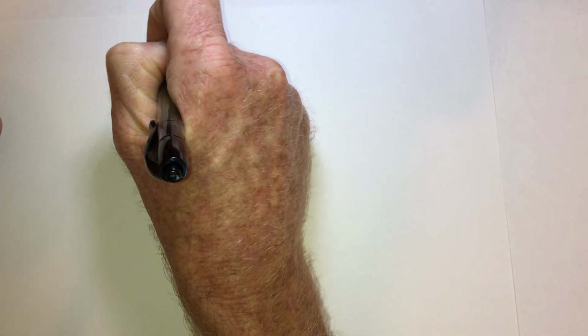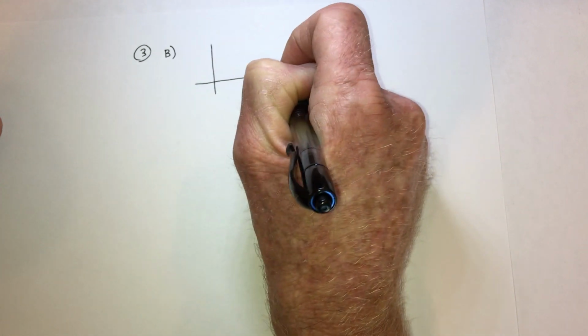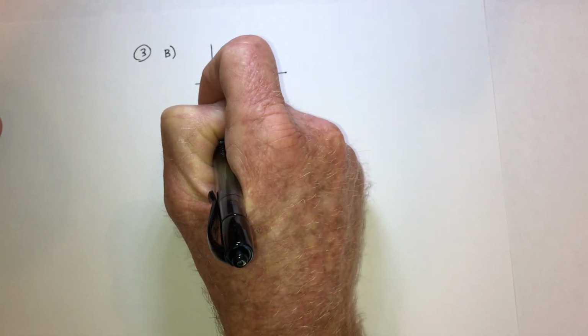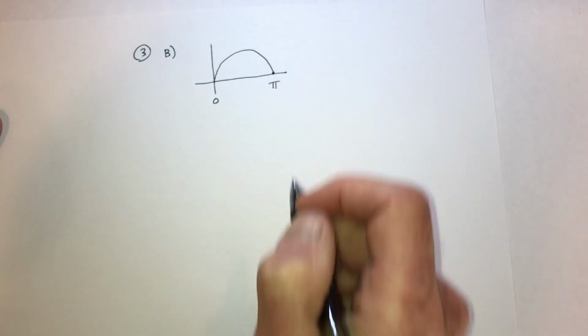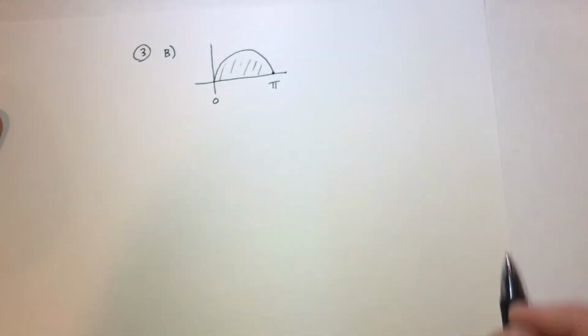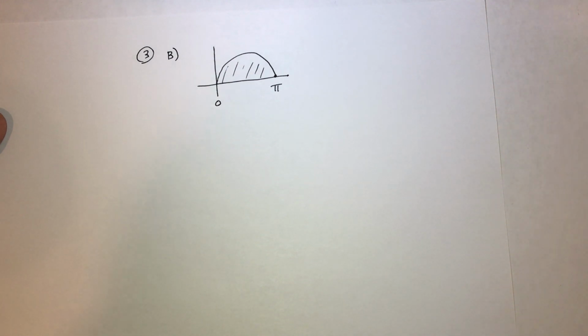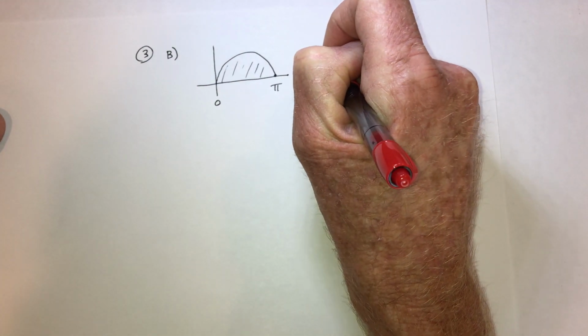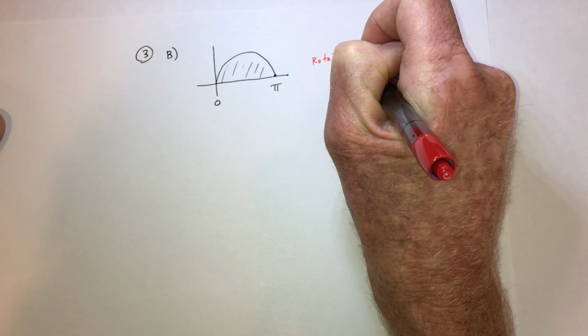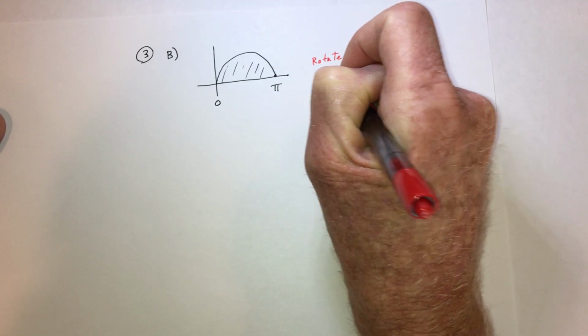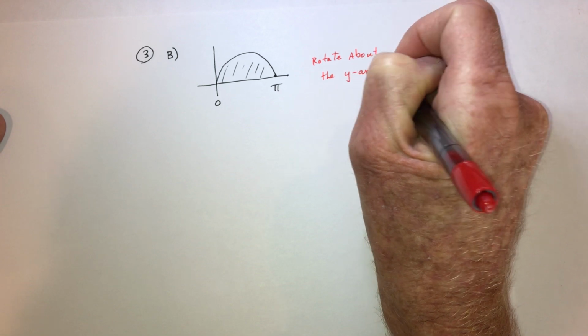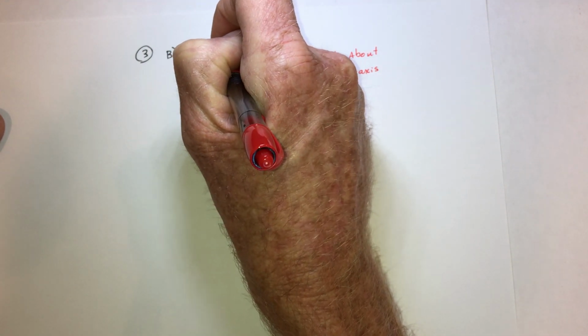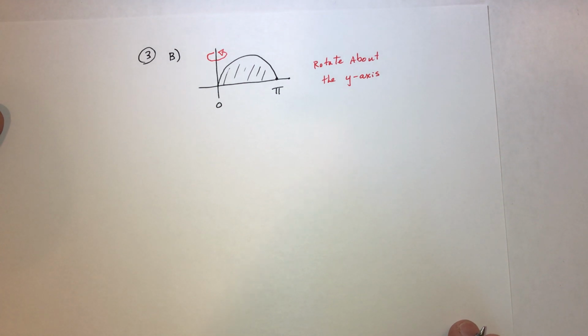Now for part B. Part B, take the same shape. So number 3, part B, take the same shape, the sine graph from 0 to pi. So this is the region. And then rotate about the y-axis, which I will show by putting a little circle thing right there on the y-axis.